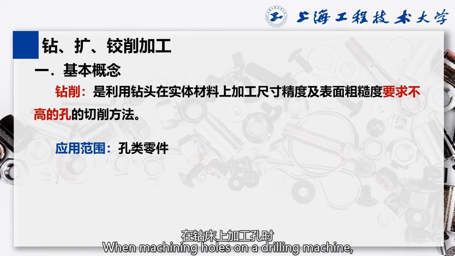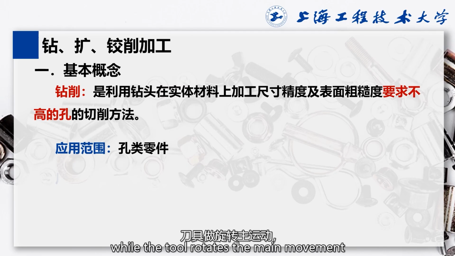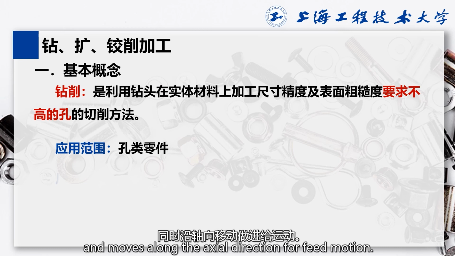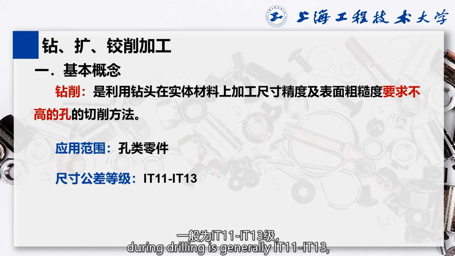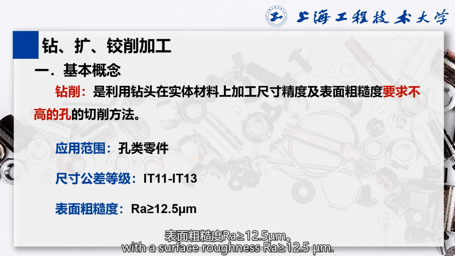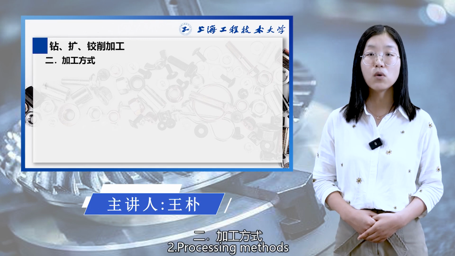When machining holes on a drilling machine, the workpiece remains stationary, while the tool rotates, which is the main movement, and moves along the axial direction for feed motion. The tolerance level for rough machining dimensions during drilling is generally IT11 to IT13, with a surface roughness Ra greater than or equal to 12.5 μm. Second, processing methods.